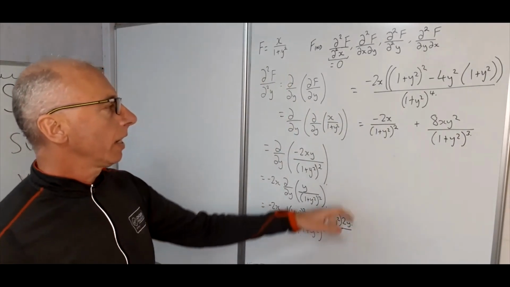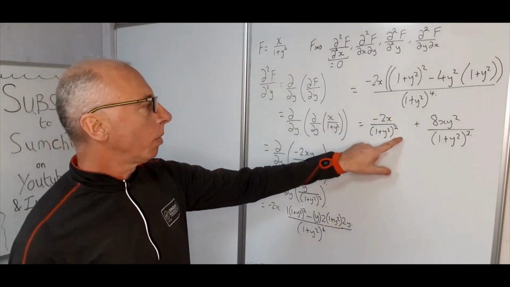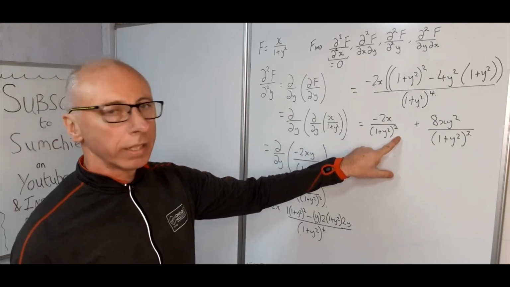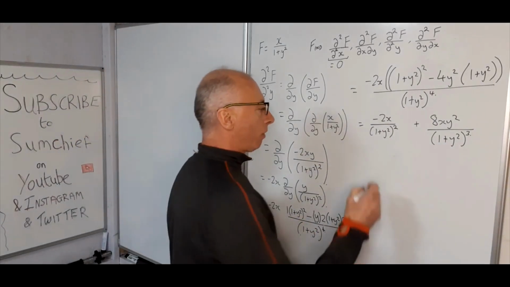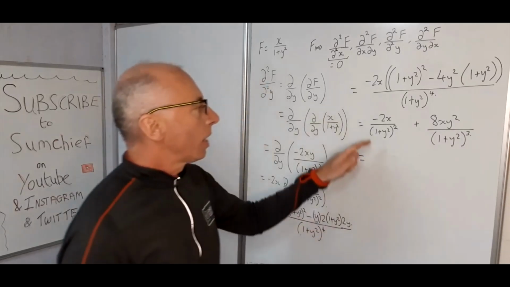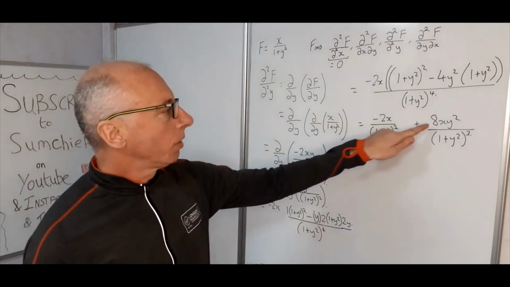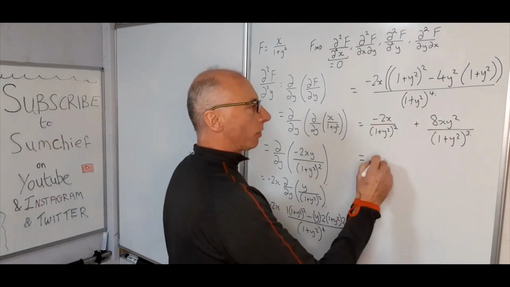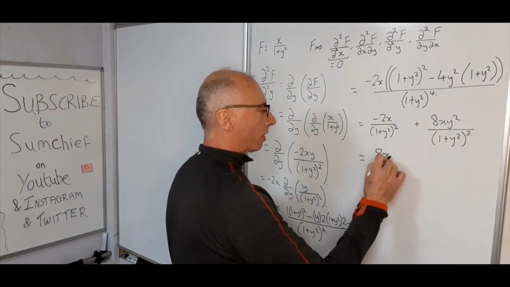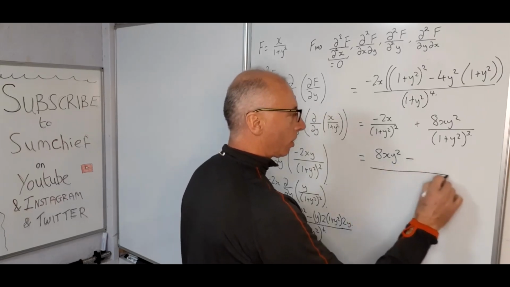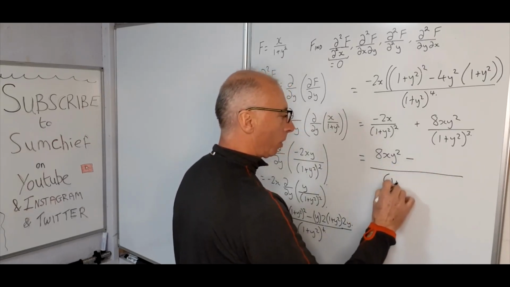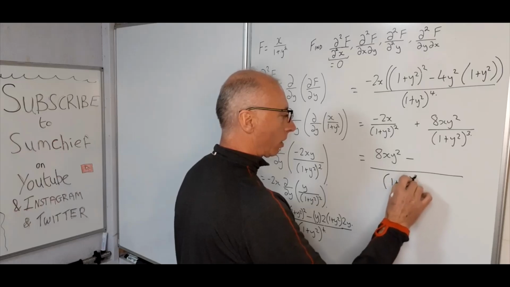Okay, now what we do is we multiply top and bottom of this by 1 plus y squared, we get the same denominator. So we can make this then back into one fraction. So as we've got a minus at the front, I'm just going to bring this one into first place here. So that's 8xy squared minus, and then just setting up my denominator, 1 plus y squared cubed.